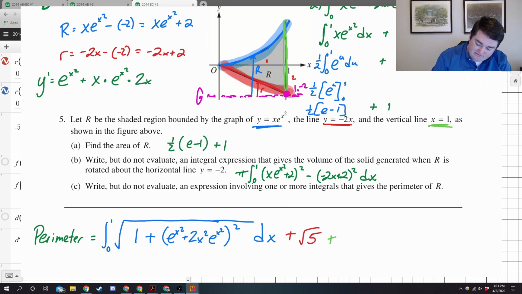Plus this distance right here. Okay, that is a straight line. We know that the distance, let's break it up into 2 parts. You've got 2, that's how far it is to the x-axis, because we know that point is (1, negative 2). And then the distance from the x-axis to that top point is what happens when you plug 1 into x e to the x squared. You get 1 times e to the 1, that's e. So that total distance is 2 plus e. So there's your perimeter. We've got this arc length integral plus square root of 5, which we got from the Pythagorean theorem, plus 2 plus e, which we got from piecing together the bottom part and the top part of that vertical line.